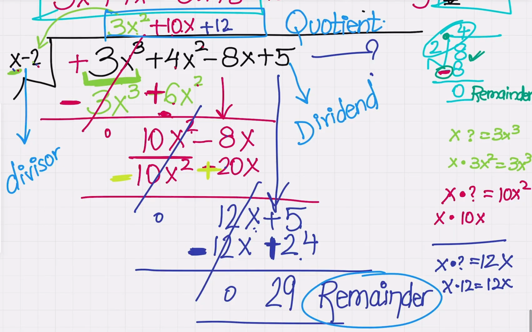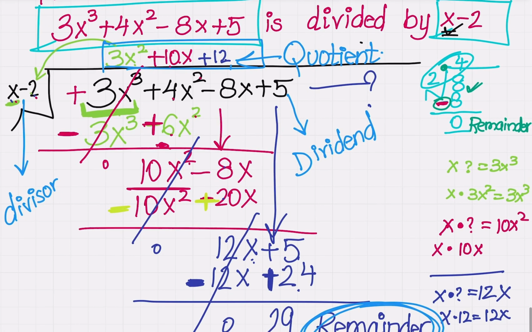The main important thing you need to know is the remainder, which is what is remaining after the division, and the quotient, which is the part of the polynomial that we got after long division.